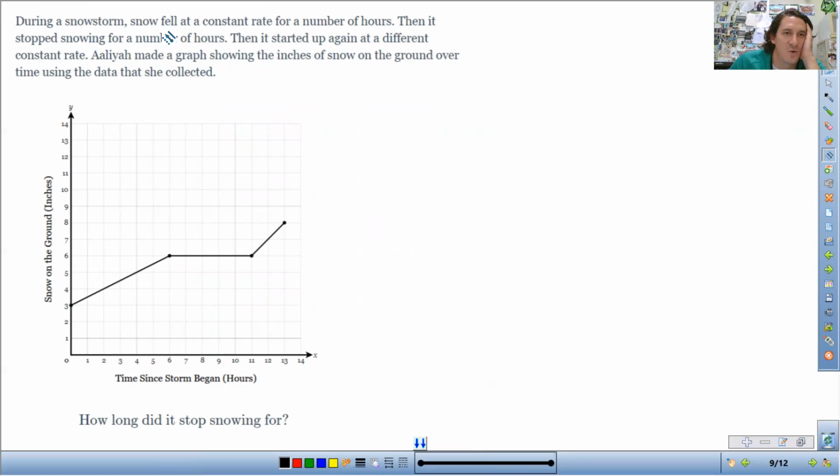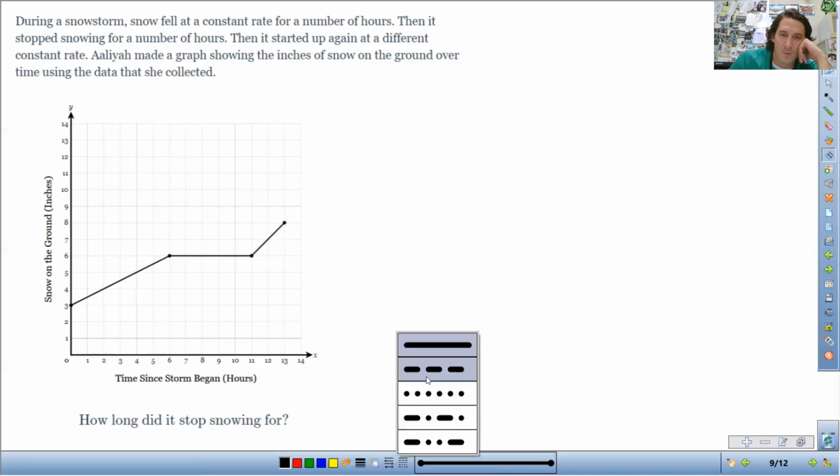During a snowstorm, snow fell at a constant rate for a number of hours. Then it stopped snowing for a number of hours. Then it started snowing again. So it's snowing at a constant rate, stopped, started snowing. Aaliyah made a graph showing the inches of snow on the ground over time using the data she collected. How long did it stop snowing for?